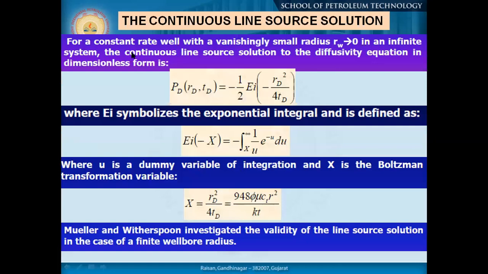To solve it for a constant rate well with a vanishingly small radius RW, that means wellbore radius tends to 0, in an infinite system, the continuous line source solution to the diffusivity equation in dimensionless form is this. This is an exponential integral. The exponential integral is an expansion, just like the Taylor series or other series expansions, and that is generally used for solving it.